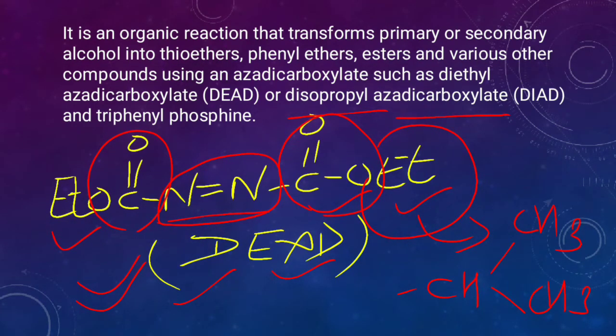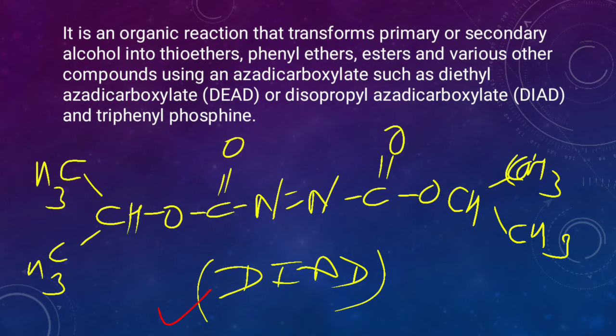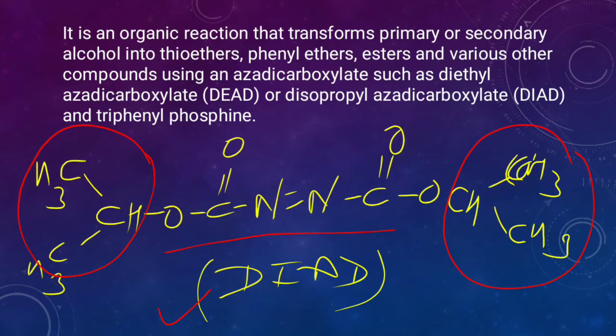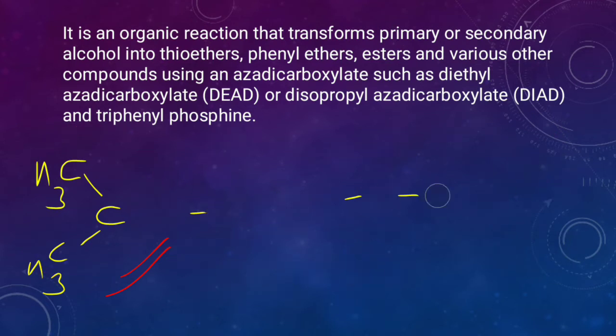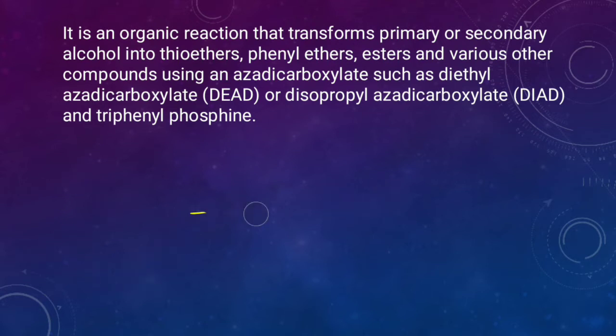So this is the structure of diisopropyl azodicarboxylate. You can see here the diisopropyl group is present with the azodicarboxylate group. Now what is the structure of triphenylphosphine? This is the structure of triphenylphosphine. For understanding, we have to know about the mechanism of the Mitsunobu reaction.